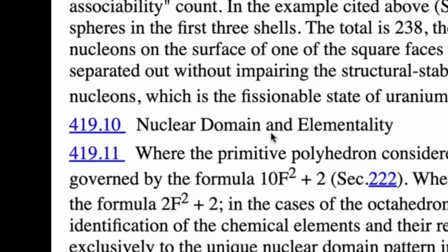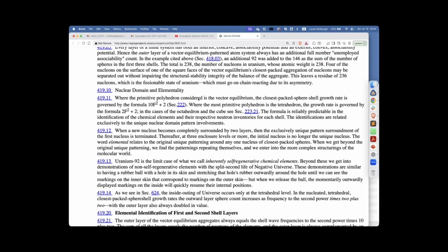419.10 Nuclear, Domain, and Elementality. Where the primitive polyhedron considered is the vector equilibrium, the closest packed sphere shell growth rate is governed by the formula 10f to the second power plus 2. Where the most primitive polyhedron is the tetrahedron, the growth rate is governed by the formula 2f squared plus 2. In the case of the octahedron and cube, see section 223.